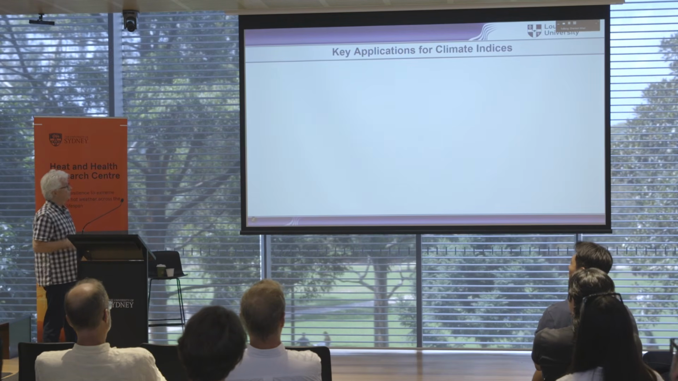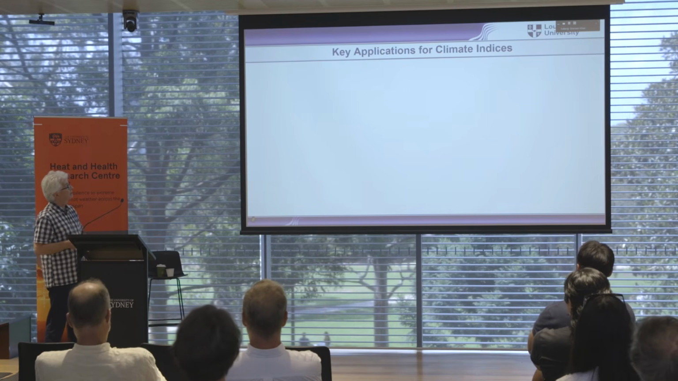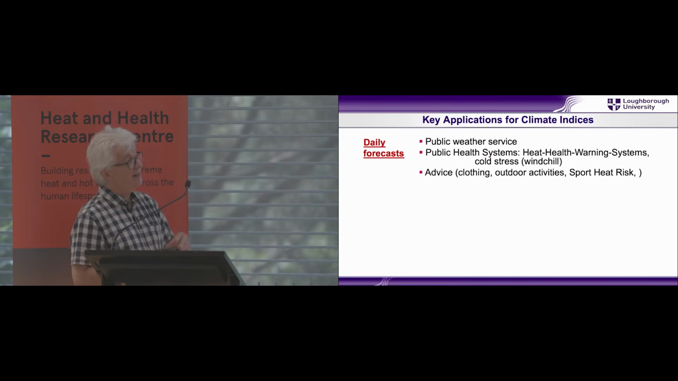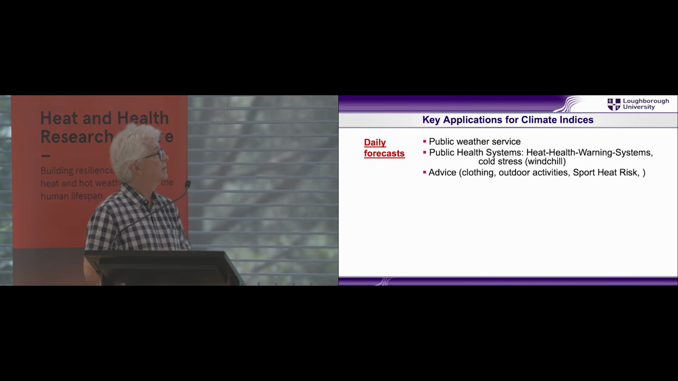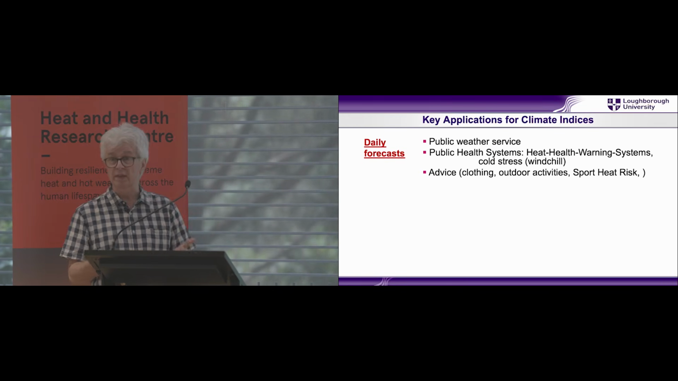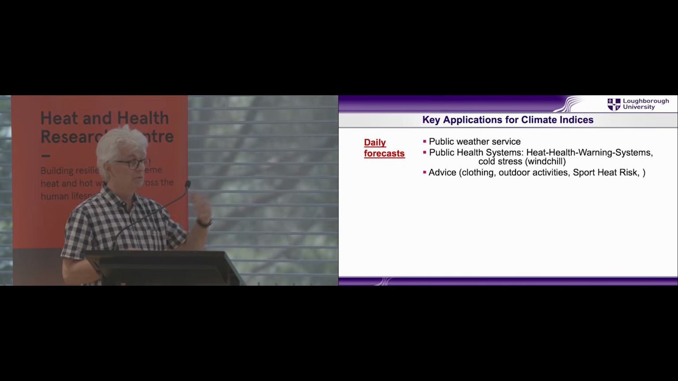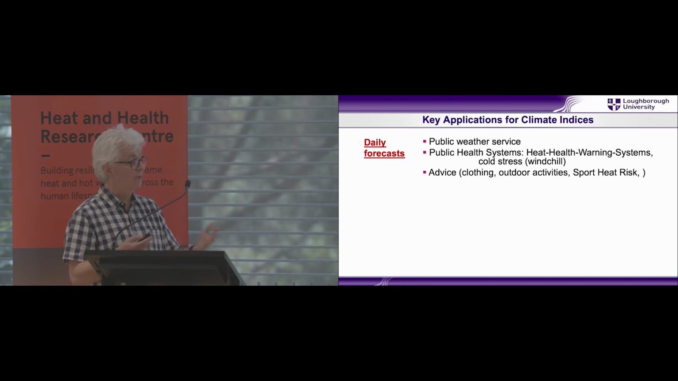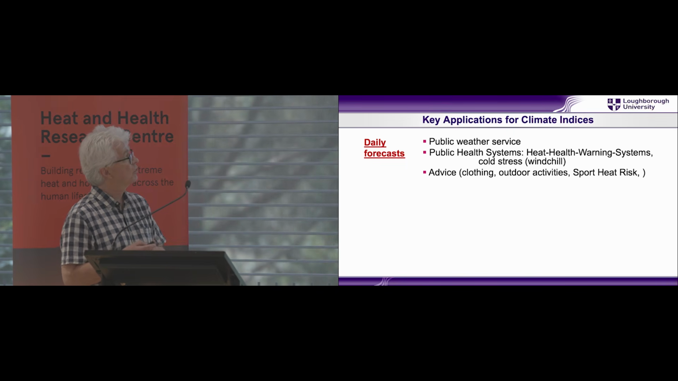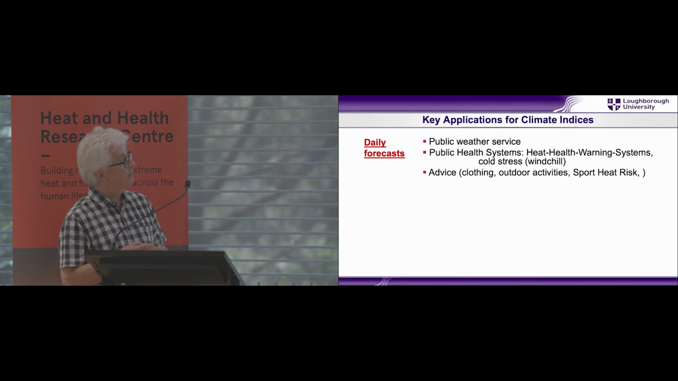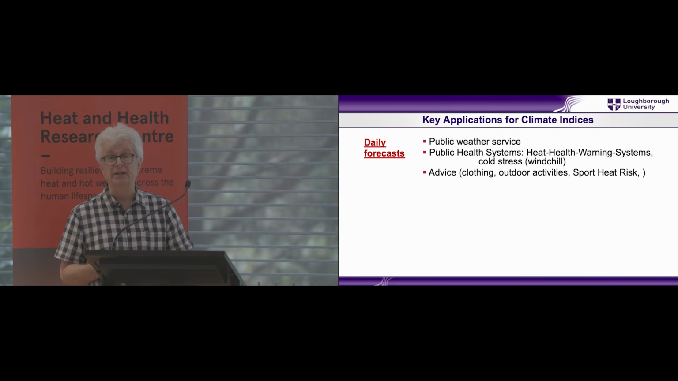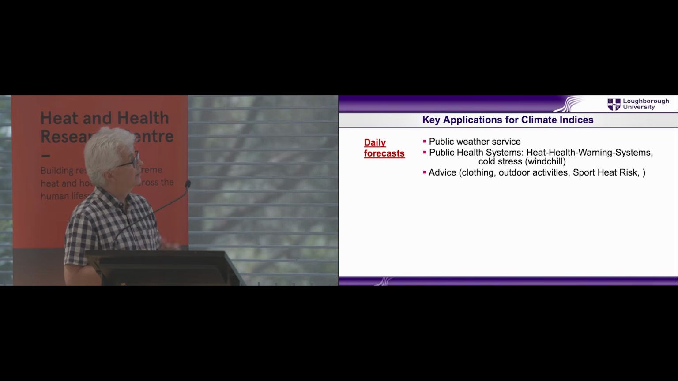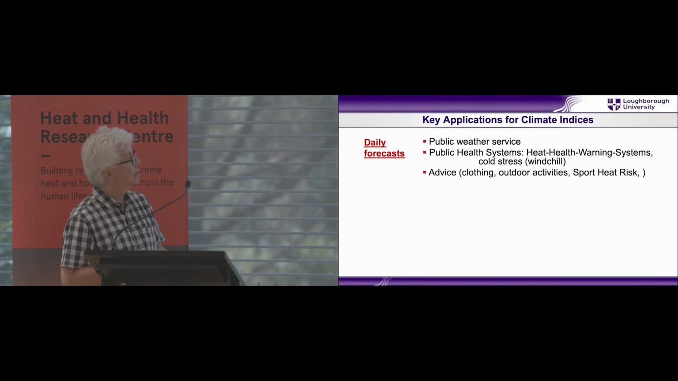So going back to the early days, we looked at key applications of climate indices, and this was the list that we really came up with in the early days. So we have daily forecasts, the weather service, like in Canada, etc. They talk about the wind chill in the weather forecast. The idea is, would we have something which would work across the range? Public health systems, heat health warning systems, they are really in need of a good way to describe or capture different types of heat. Cold stress, like I said, that's an example.